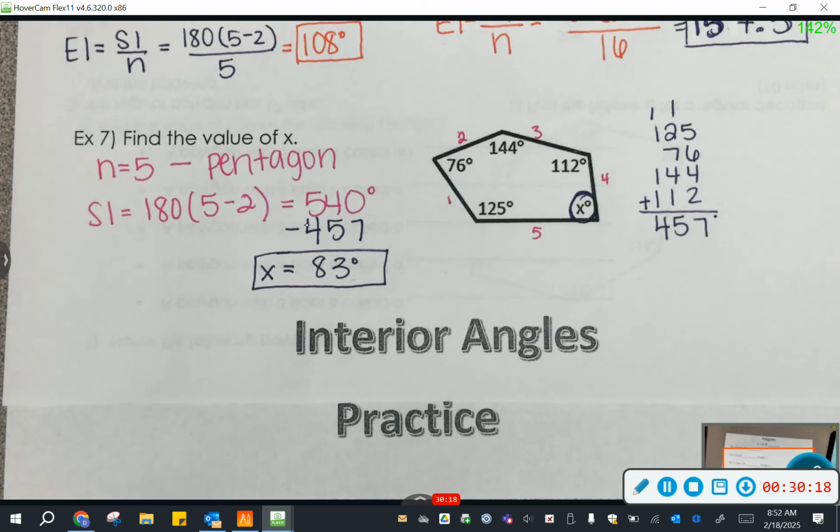I added all of these up, and then once I added them all up, I subtracted from what it was supposed to be. They always have the minus 2. Always. That's just what the formula is. Look at the very top of your paper. That's what the formula will always be, minus 2.